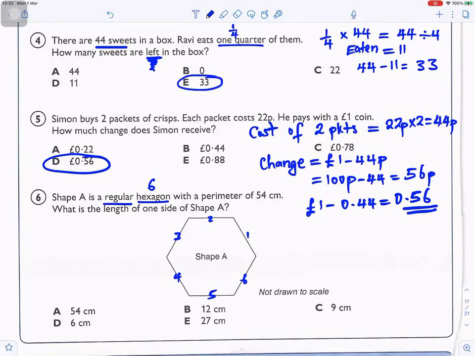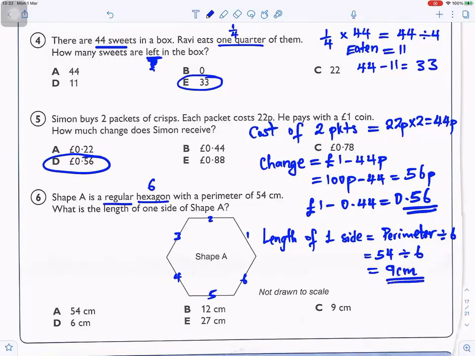So to get the length of one side, the length of one side is equal to the perimeter divided by 6. And the perimeter is 54 divided by 6, which gives you 9 centimeters. The length of one side is 9 centimeters. And you would choose C on the diagram, which is 9 centimeters.